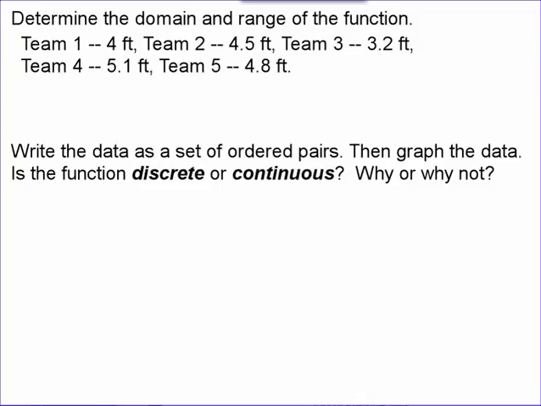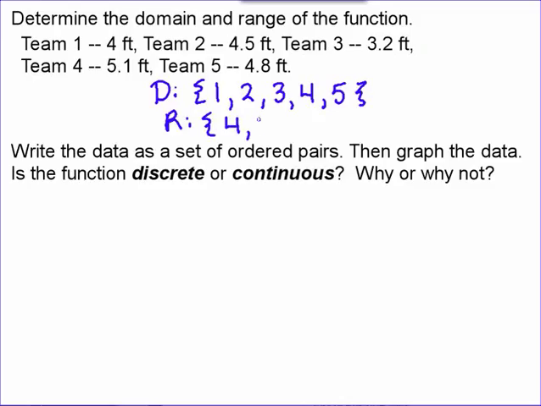Okay, so the domain in this case was the set of first values. So what's my domain going to be here? Domain is going to be 1, 2, 3, 4, 5. If you're wondering where the domain comes from, that was the team number, because we have team number on the top. The range is going to be 4, 4.5, 3.2, 5.1, and 4.8. So that's all you're doing. You're just taking what you have for the team as the domain, and the range is going to be the height.